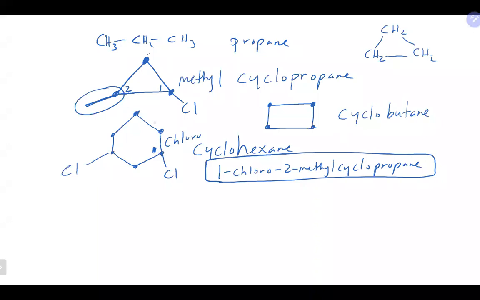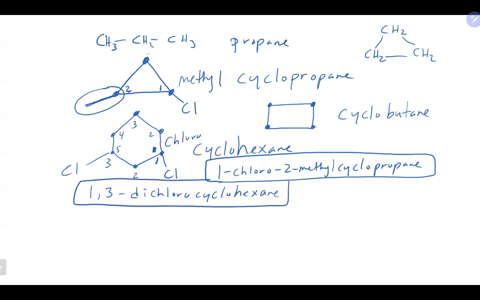If I went counterclockwise, that would be 2, 3, 4, and 5, which would give me numberings of 1 and 5. If I started at that same carbon and went clockwise, that'd be 1, 2, and 3. Which way should I go? I should go clockwise. It gives me those groups at 1 and 3, which we would need to put into the name here. And that would be 1,3-dichlorocyclohexane.